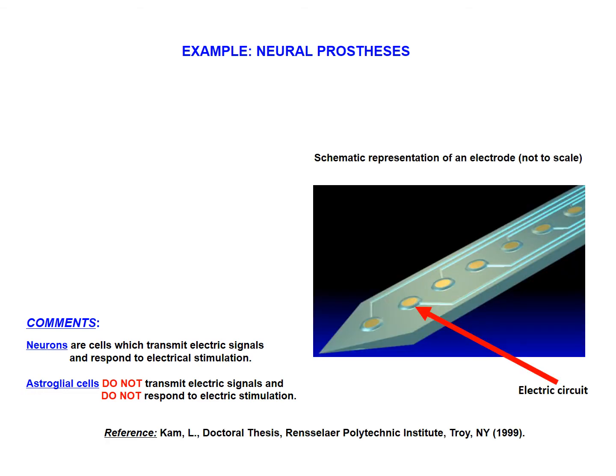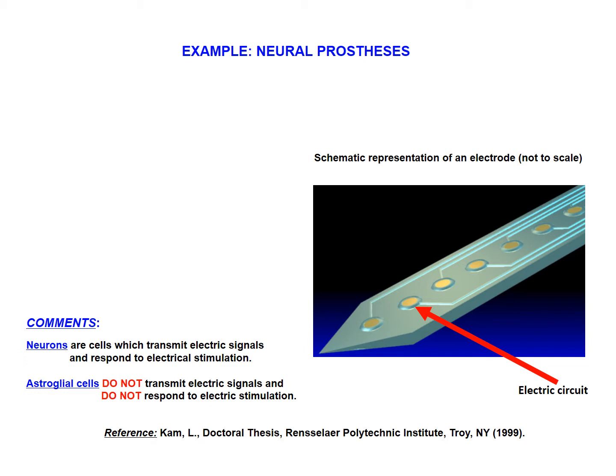A schematic representation of an electrode is shown in the photograph on the right-hand side of this slide. Please keep in mind that this representation is not to scale. In fact, electrodes which are used for pertinent research in the brain are in the order of a few millimeters in length and perhaps 1 or so millimeter width.